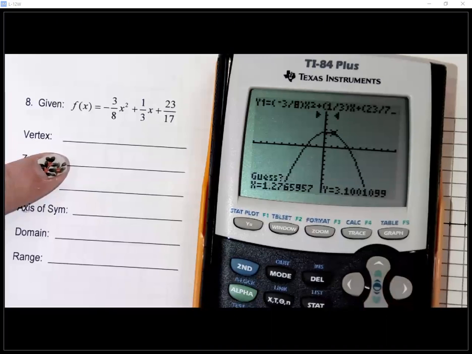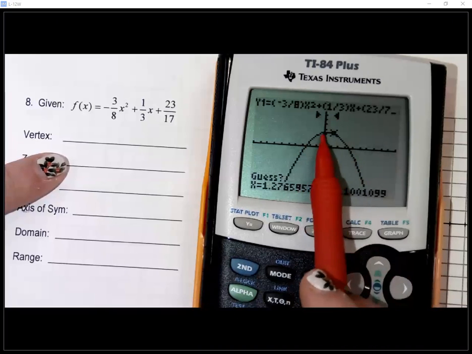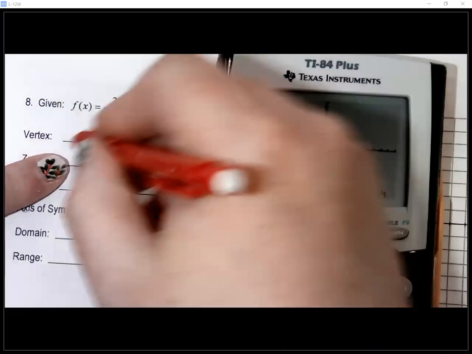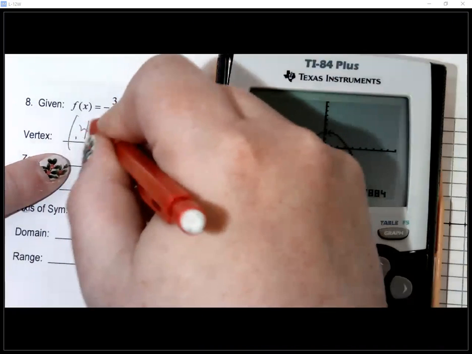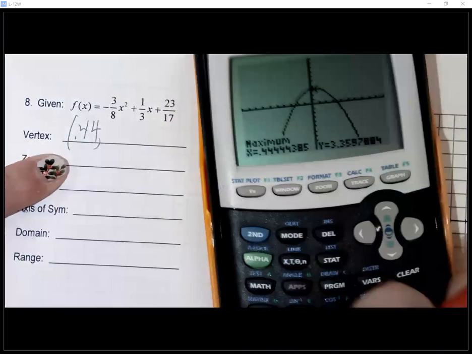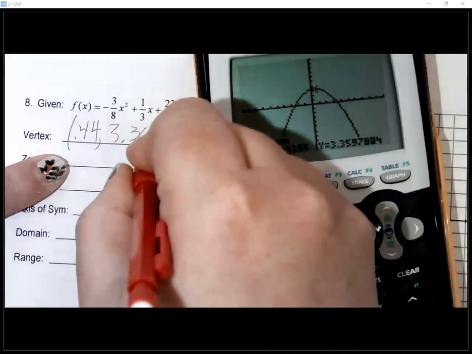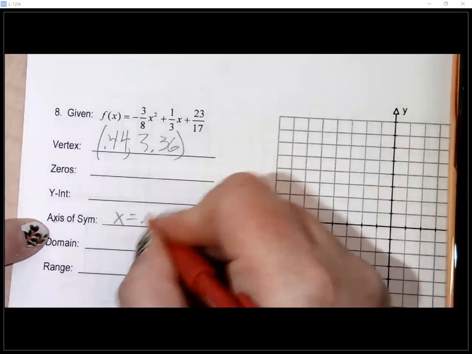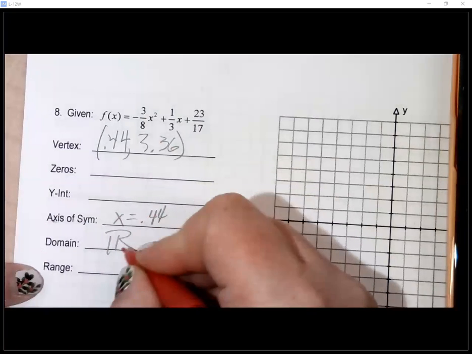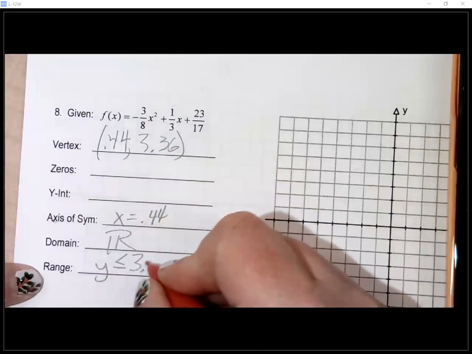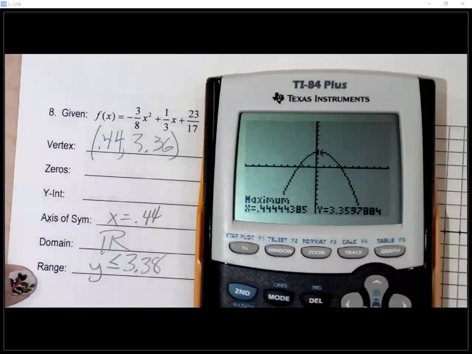I got those 2 black triangles up top. The maximum point should be in between those 2. They are. Yes, you can just hit enter one more time. All right, there is my vertex. Round to 2 decimal places. 3.36. With that info, we already know the axis of symmetry. We know the domain. We know the range is going to be less than or equal to our y, the maximum.